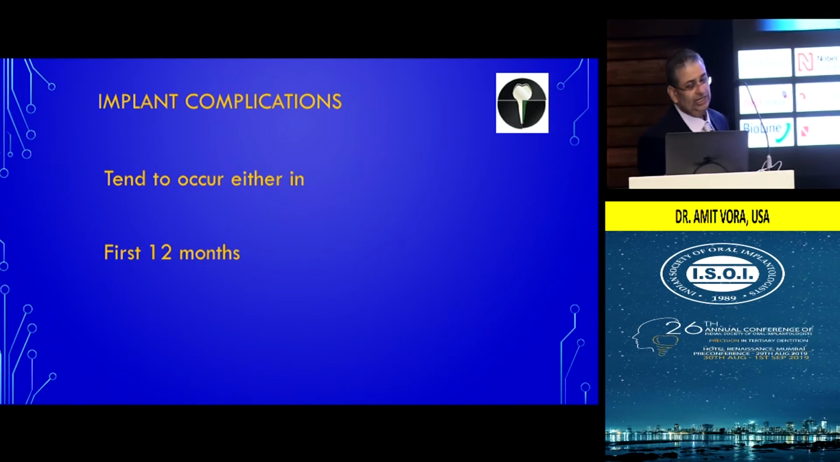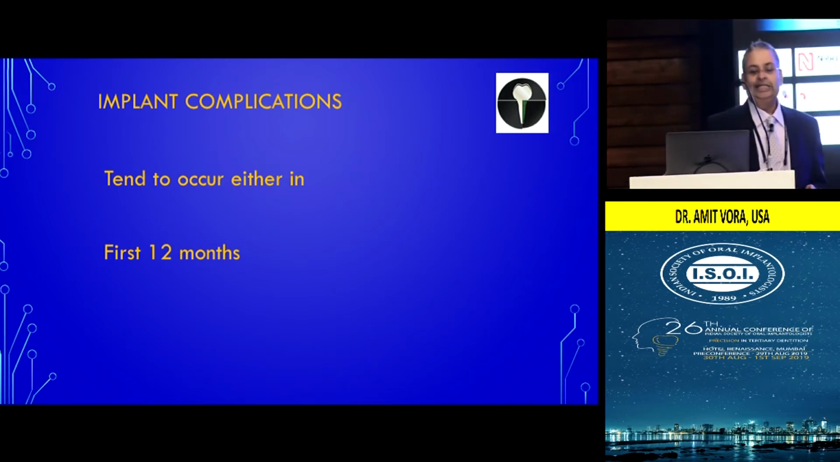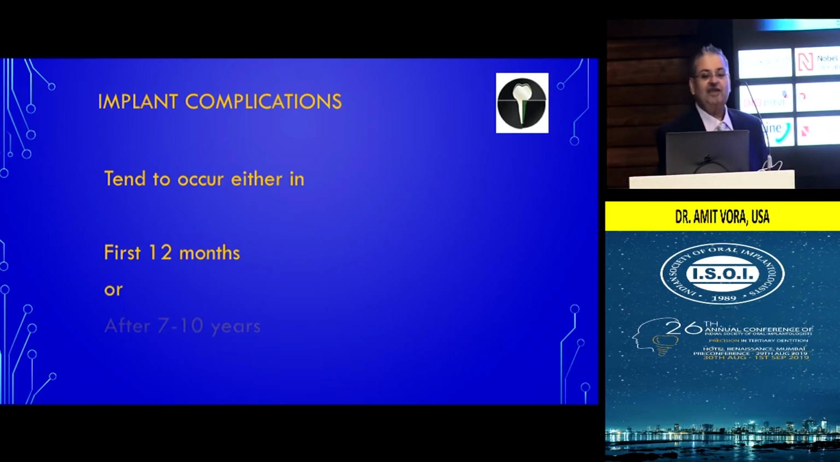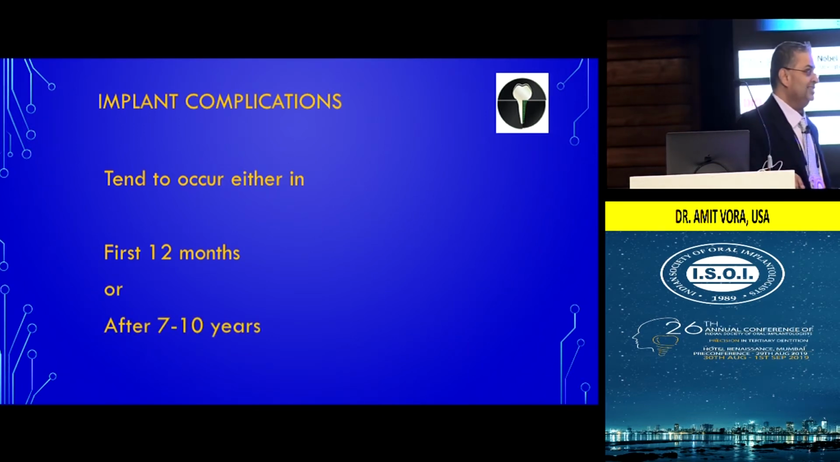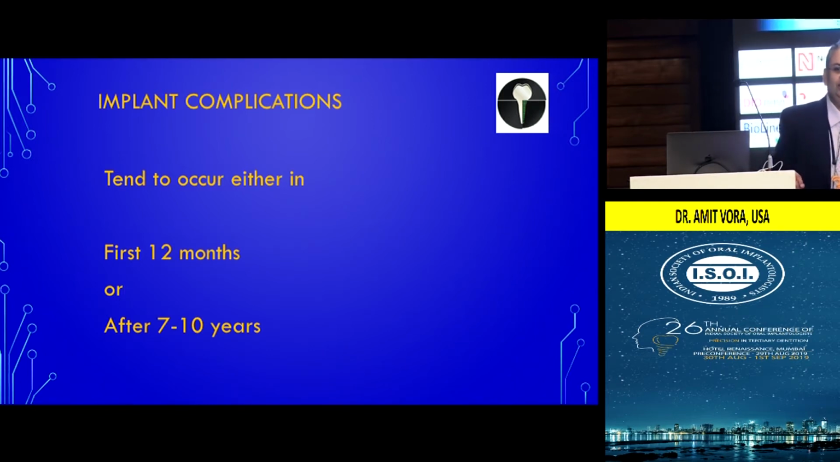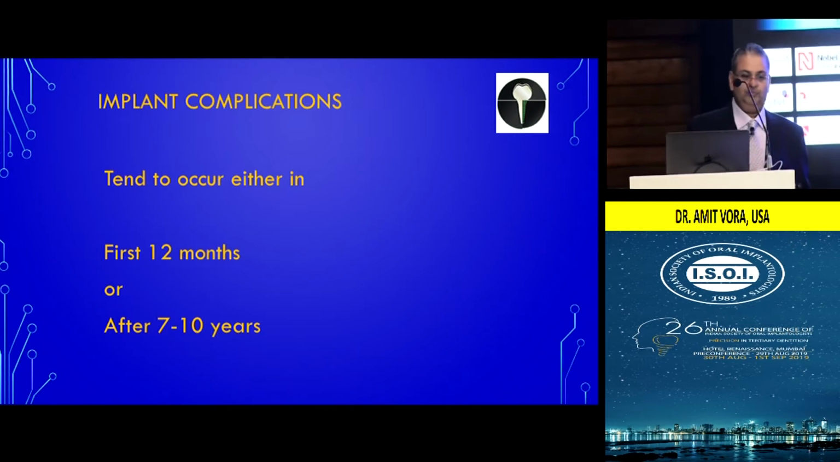What we've also seen, and I agree with this, is implant complications tend to occur either in the first 12 months or they occur after about 7 to 10 years. So as they say, if you move your practice every 7 to 10 years, you'll never see a complication. But if you've been in practice long enough, you'll see it.